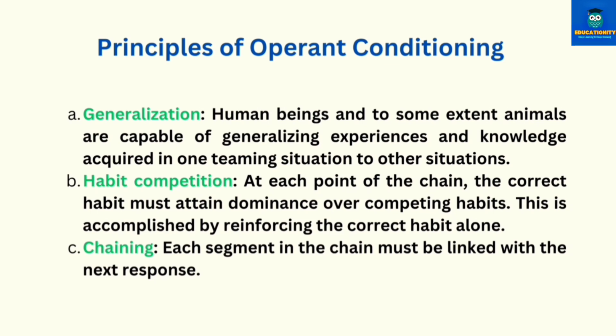A. Generalization. Human beings and to some extent animals are capable of generalizing experiences and knowledge acquired in one learning situation to other situations. B. Habit competition. At each point of the chain, the correct habit must attain dominance over competing habits. This is accomplished by reinforcing the correct habit alone. C. Chaining. Each segment in the chain must be linked with the next response.